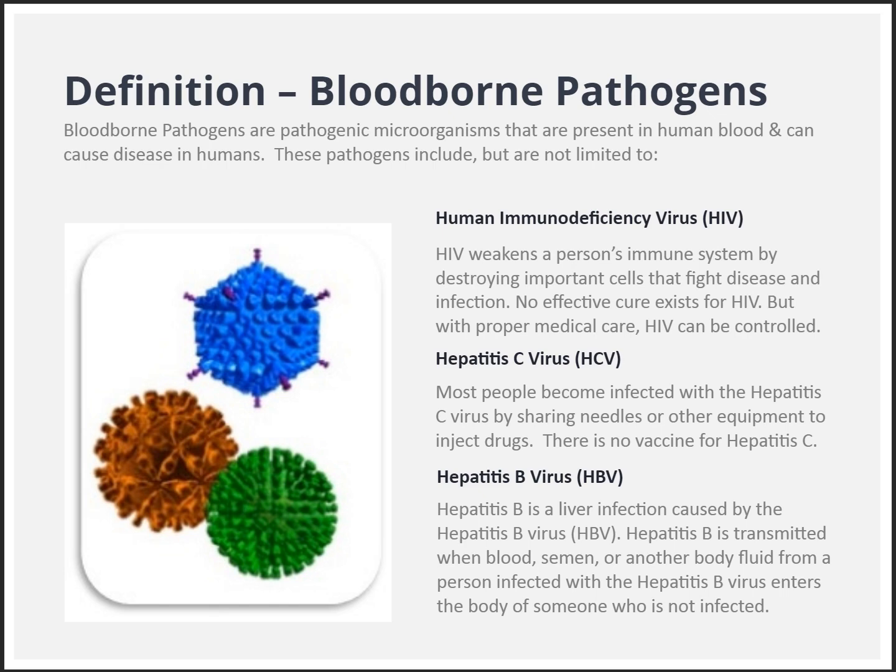Hepatitis C virus, HCV. Most people become infected with the hepatitis C virus by sharing needles or other equipment to inject drugs. There is no vaccine for hepatitis C. Hepatitis B virus, HBV. Hepatitis B is a liver infection caused by the hepatitis B virus. Hepatitis B is transmitted when blood, semen, or other bodily fluid from a person infected with the hepatitis B virus enters the body of someone who is not infected.